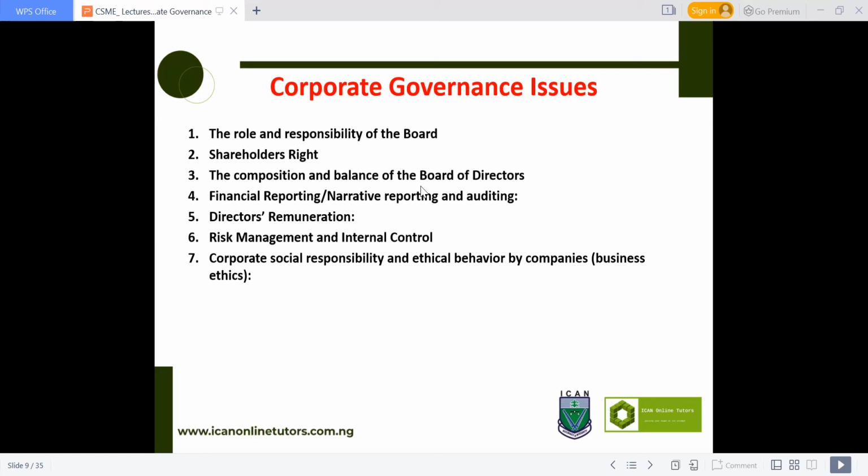Thank you very much. The composition has to do with number. How many board members should we have? Then the balance. Balance has to do with what skills, what experience, what qualification. And in corporate governance, we preach for diversity. The board should be diversified. We should have female, should not be only male. We should have female, we should have male. We should have someone that is single, if it is possible. We should have someone that is diverse as well, if it is possible.